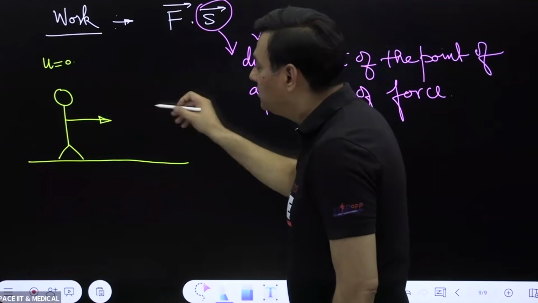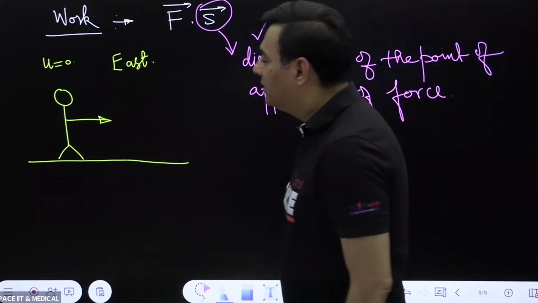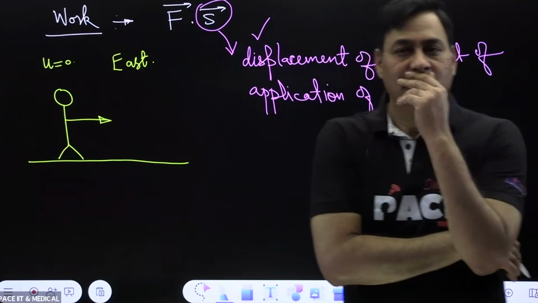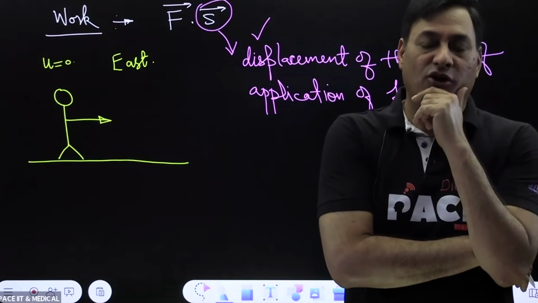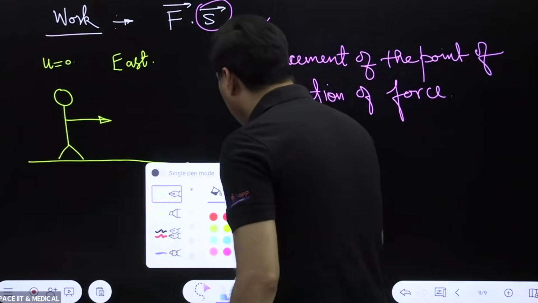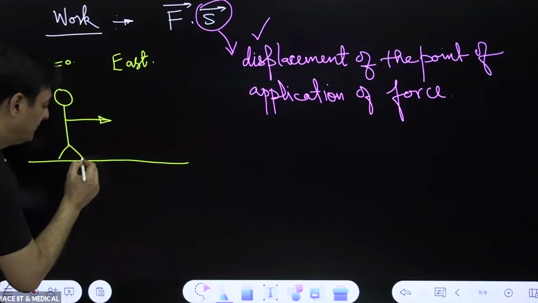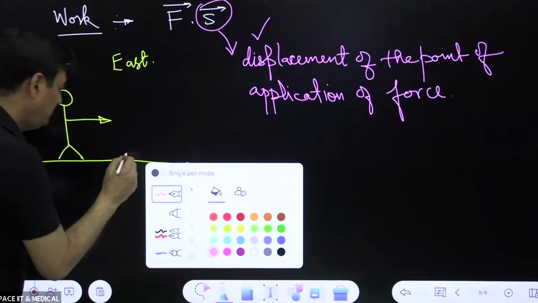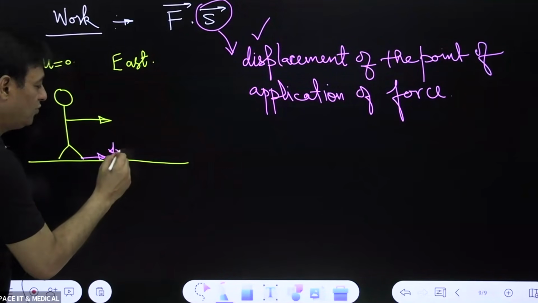He starts running towards east. The ground is applying a friction force in which direction? Towards west? Towards east? So all those who are saying west are wrong. The ground is exerting a force on him towards east only. He is trying to push the ground with his feet backward, and the ground will exert a force, a friction force, that will act towards east.